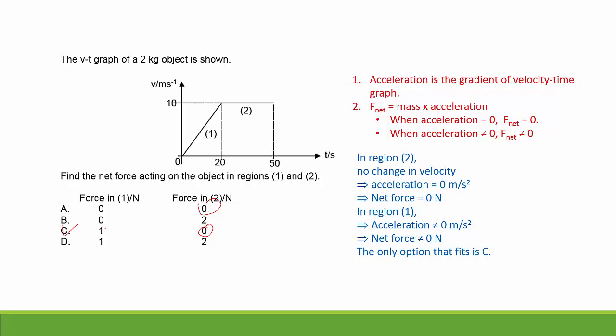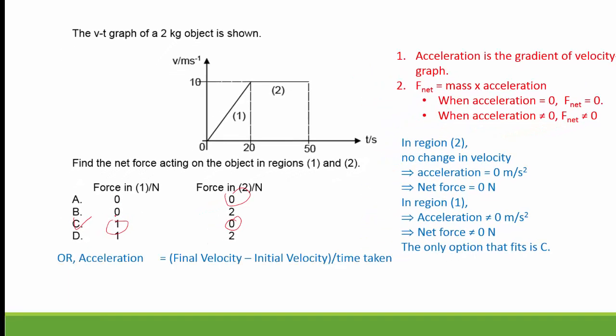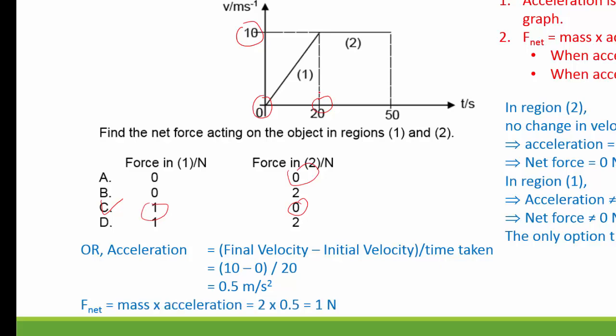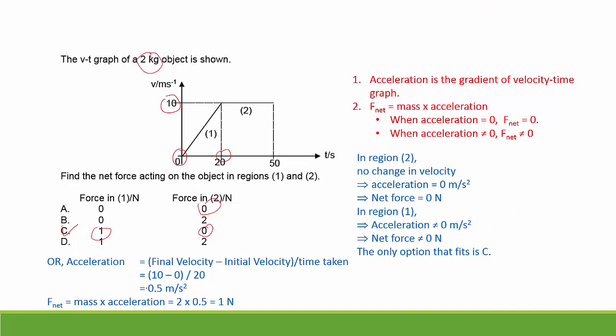Okay, and how do we calculate it? You can actually calculate by calculating acceleration with final velocity minus initial velocity divided by the time taken. So having a value, final velocity is 10, initial velocity is 0, and 20 seconds. So by calculating, acceleration is 0.5, and knowing that the mass of the object is 2 kg, you just substitute in 2 times 0.5 equals to 1 Newton.